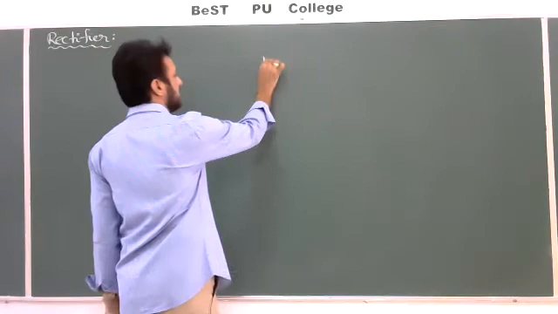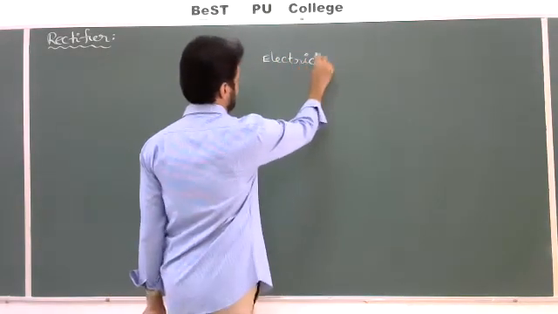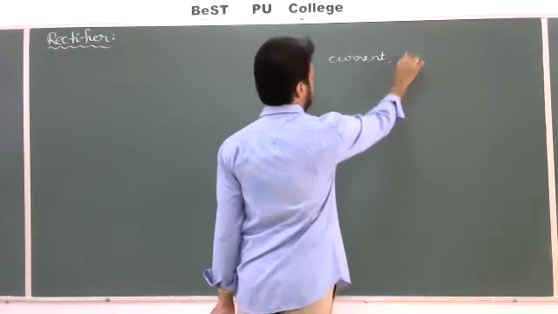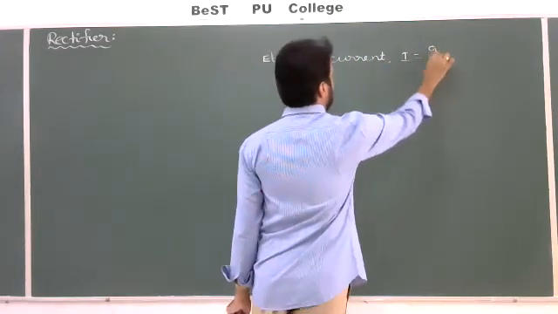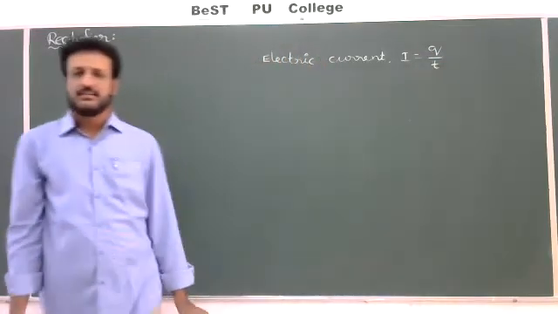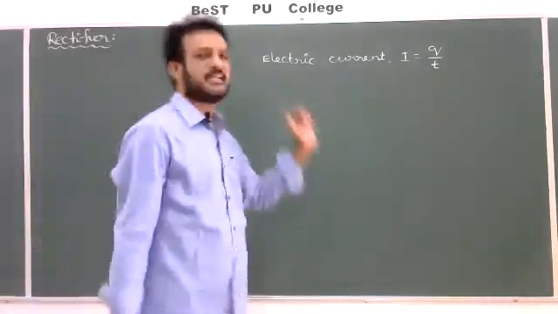Before discussing the rectifier, you already know about current. Generally, what is electric current and what is the unit of electric current? Electric current is nothing but the rate of flow of charge. I is equal to Q by T. The charge flowing through a conductor per unit time is called electric current.